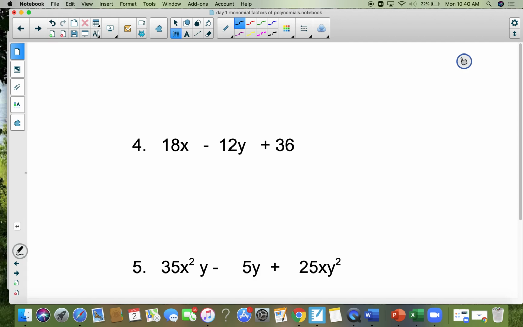A couple more and we're pretty much done. Let's make this, instead of 36, let's just make this a 6. This is a common mistake. So let's make that a 6. What does an 18, a 12, and a 6 all have in common with each other? They have a 6. They do not have a variable in common with each other.